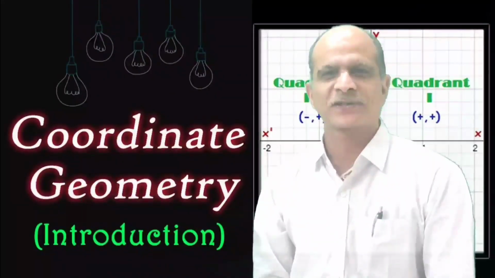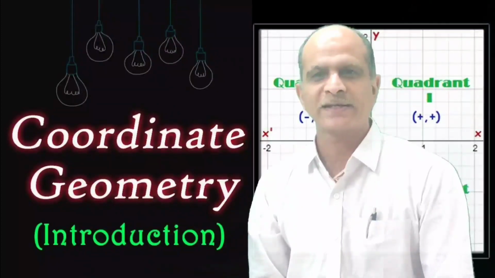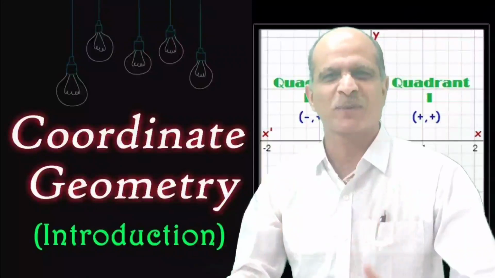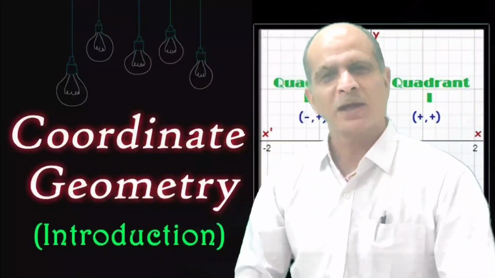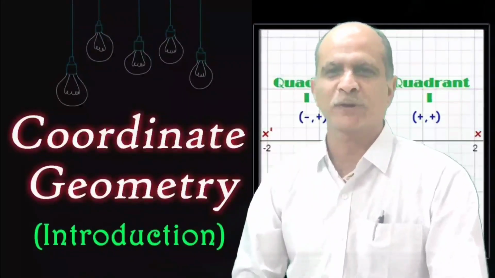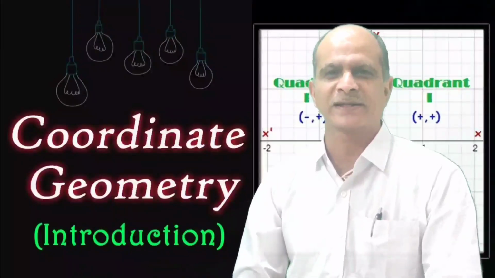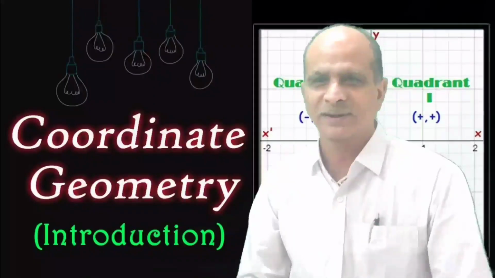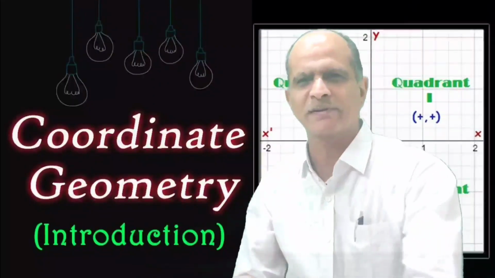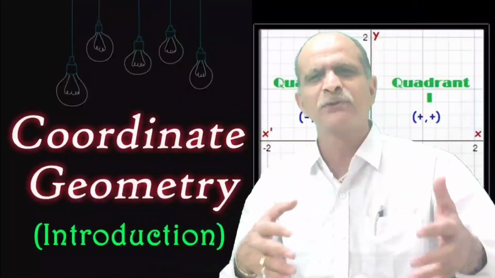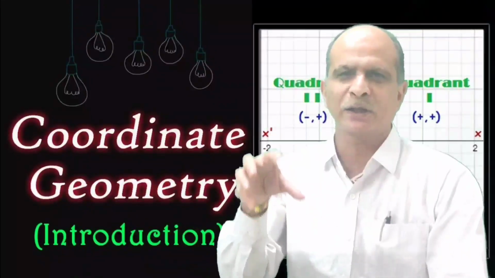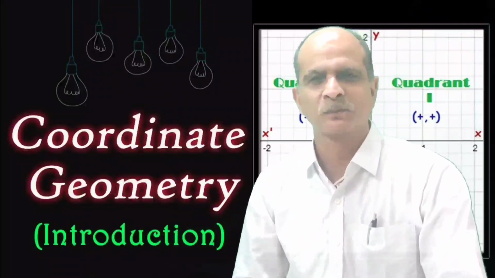Welcome to the first session of ninth standard chapter number 3, coordinate geometry. We have already completed chapter number 1 and chapter number 2 of ninth standard. Now we are going to start chapter number 3, that is coordinate geometry. We are using the GPS system to find the location of a place.